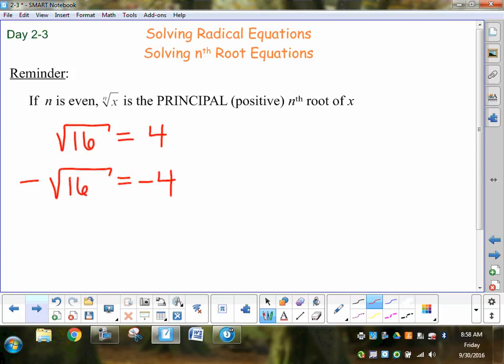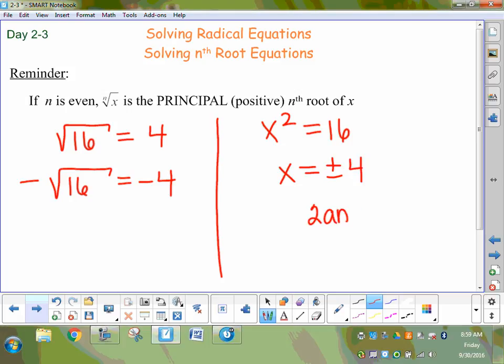When do you get a plus or minus? If I have x squared equals 16, then x would be equal to plus or minus 4. This would have 2 answers, since it's squared. That's the piece that you need to remember.